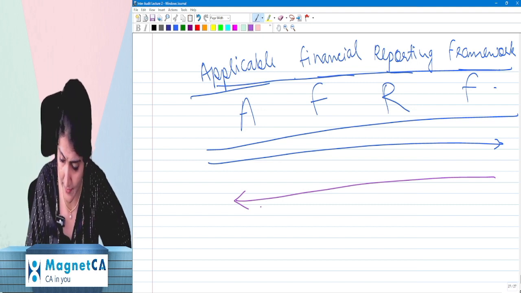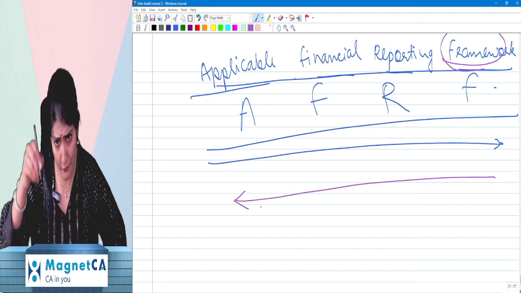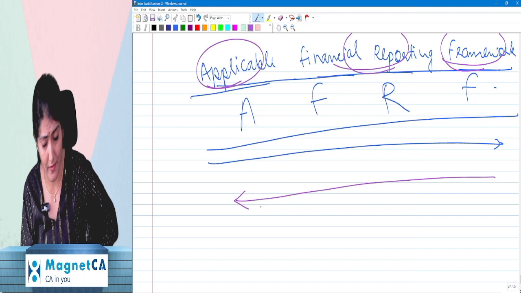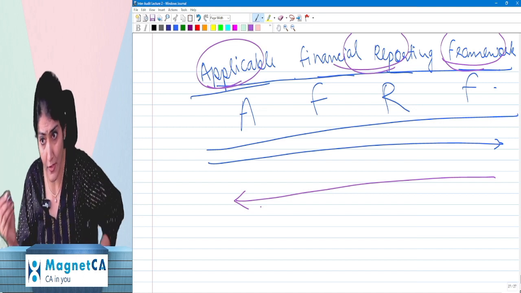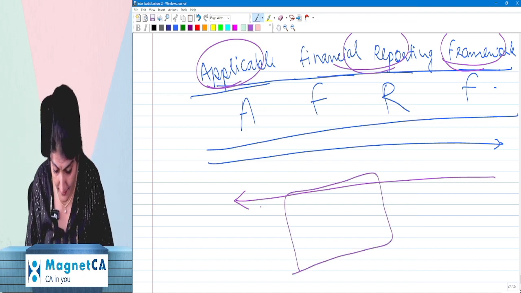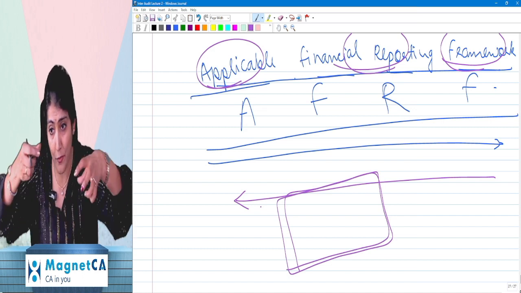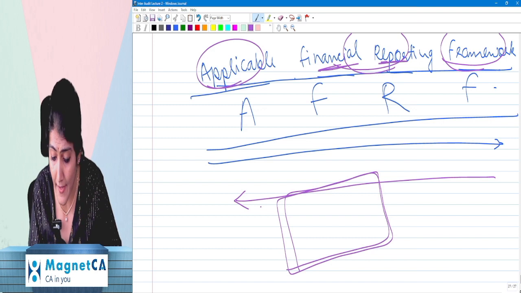In other words, I could call it the framework which is to be applied while doing the financial reporting. It is the framework. You can't do the accounting as you wish. This framework you have to apply when you're doing the financial reporting.